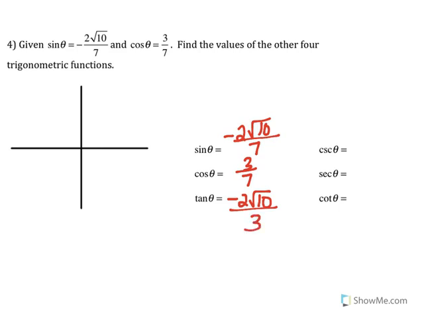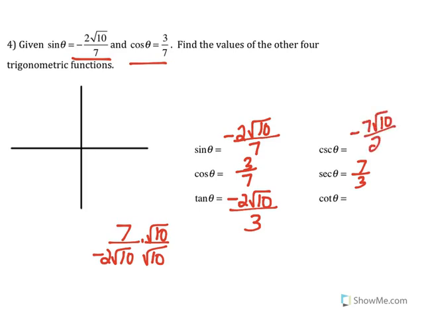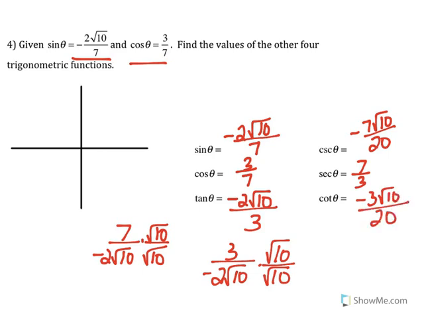Really, you can flip everything over at this point. So if you're given 2 functions, although you can graph it in the correct quadrant, you don't really need to. Unfortunately, we do have some fun rationalizing going on in this one again. So we're going to get negative 7 root 10 over 20 for cosecant, and then we're going to get negative 3 root 10 over 20 for cotangent. So really, you don't need to set the triangle up.